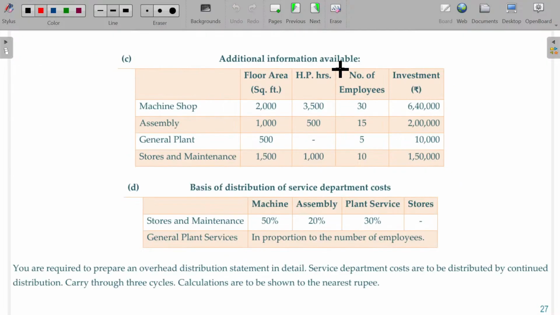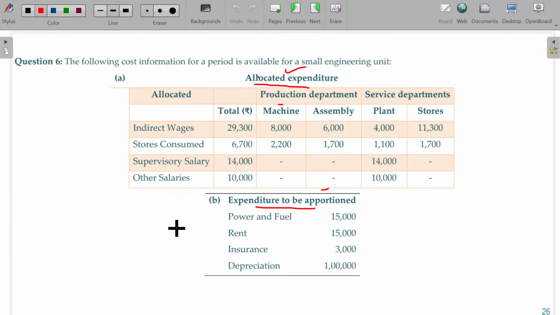And additional information is available: floor area, horsepower, number of employees, investment. This may be the basis of apportionment. This one is the basis of distribution of service department cost. This is all about redistribution. In case of stores and maintenance, we have 2 departments, machine and assembly, plant and stores, 4 departments.